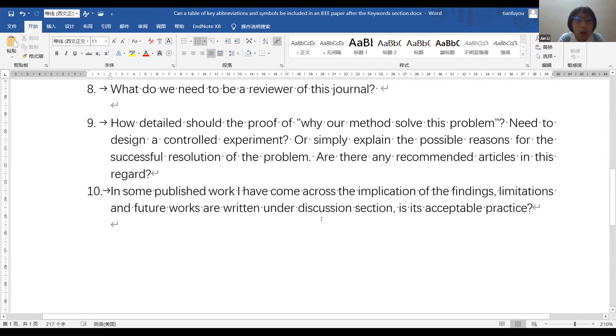In some published work, I have seen the implications of the findings and the potential impact in the discussion section. Is it accepted practice? Yes, I think so. We have a general suggestion for the paper structure, but it is also flexible according to our own cases, okay? We need to adjust this a little bit, this part, that part, and make things more flexible. When you think it is more fluent or consistent to put it in the discussion section, of course, it's acceptable, okay? That is definitely acceptable.